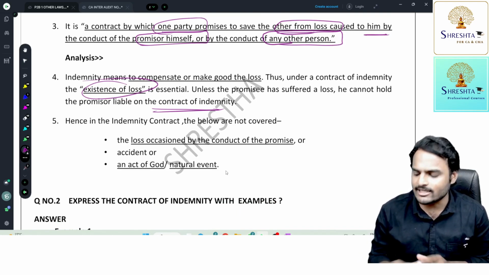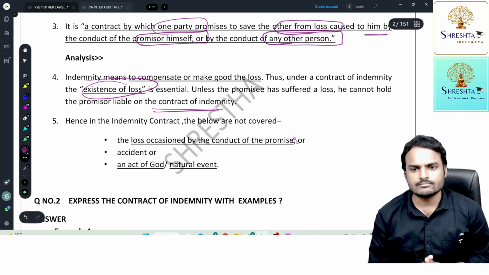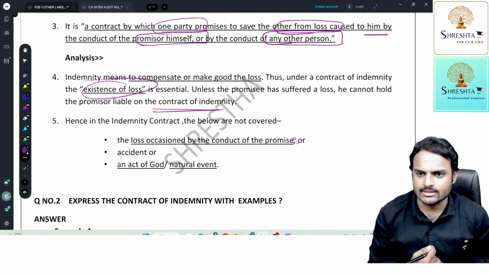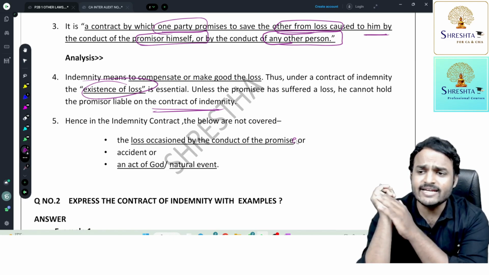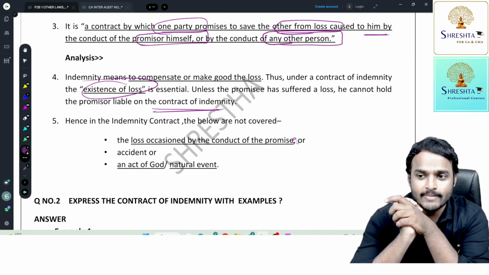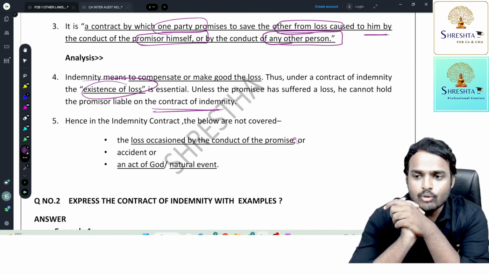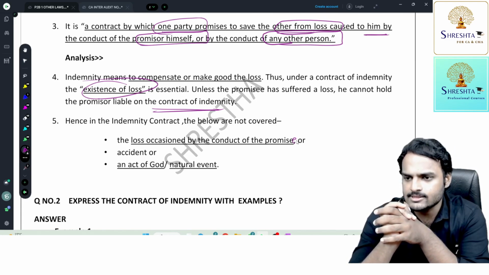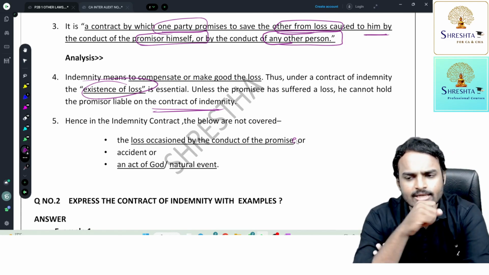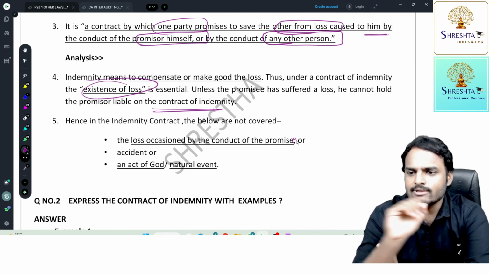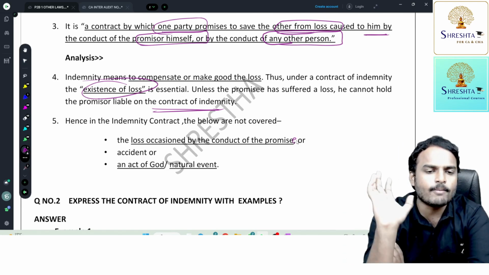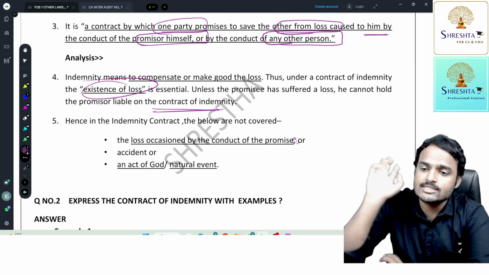So hence, in the indemnity contract, the following are not covered: loss occasioned by the conduct of the promisee, or an accident, or an act of God, a natural event. Suppose, in my second example, parent, son, neighbor. Do you remember parent, son, neighbor? The parent gave an indemnity bond to the neighbor. If my son kicks a ball to your window and your window gets damaged, I'm going to compensate you. Do you remember that example? So the neighbor is watching the son play cricket. The son is not kicking the ball to the window. Instead, the neighbor took a stone and threw it at his own home. That means he damaged his own property. Who damaged the property? The neighbor himself damaged his window.